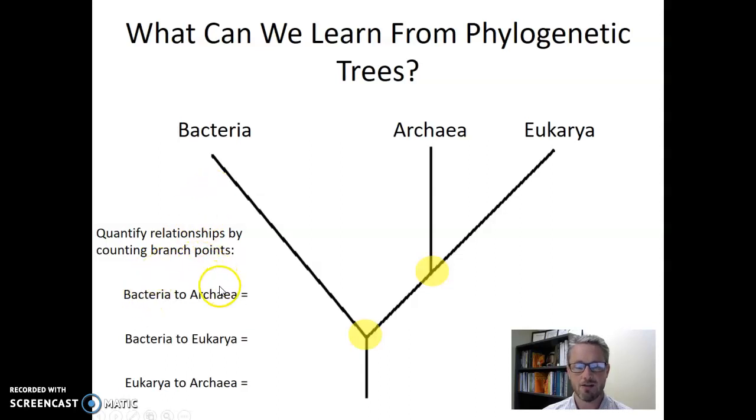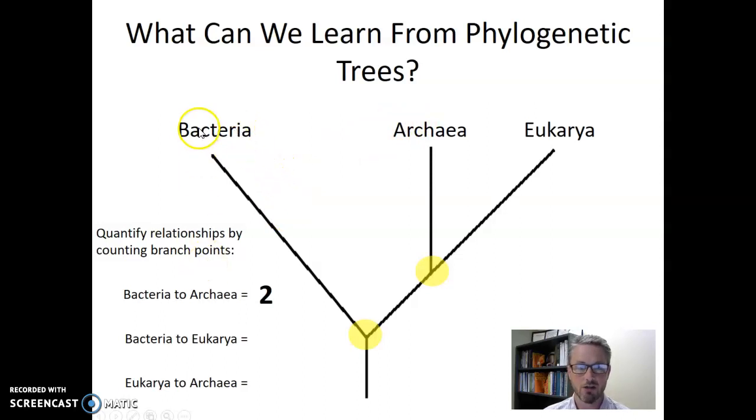Let's think about this bacteria to archaea relationship. So if I start out here at the bacteria, at the end of the bacteria branch, and then I trace along the line, trying to get over to the archaea, I go through one branch point and a second branch point, and then I get to the end of the branch that has archaea. So I've just learned that there are two branch points separating bacteria and archaea, and I'm going to write that information down. And I'm going to continue my analysis for the other relationships I'm interested in.